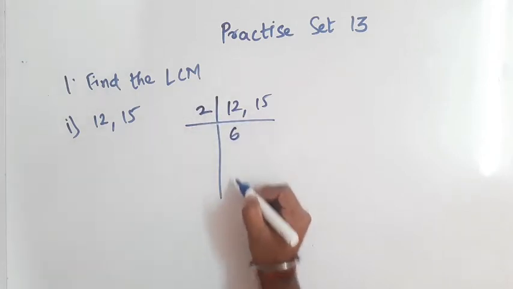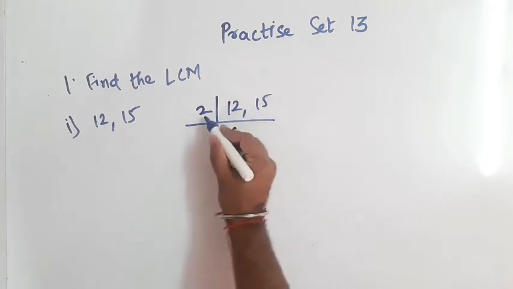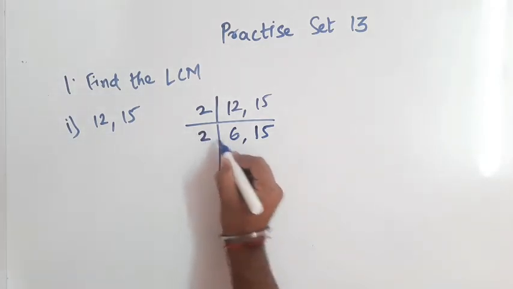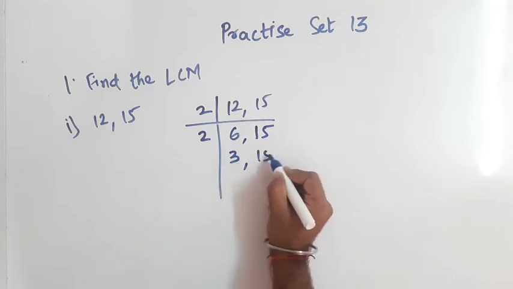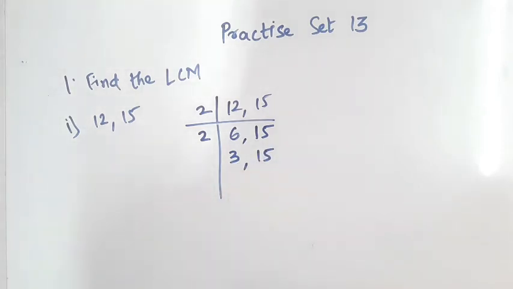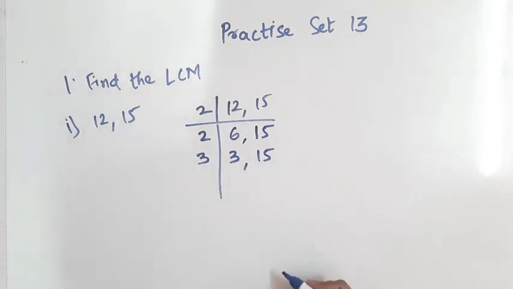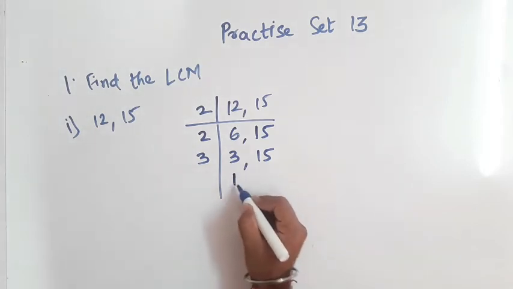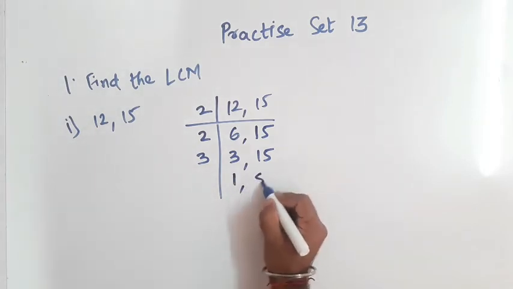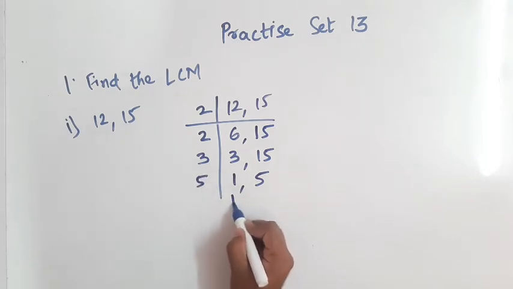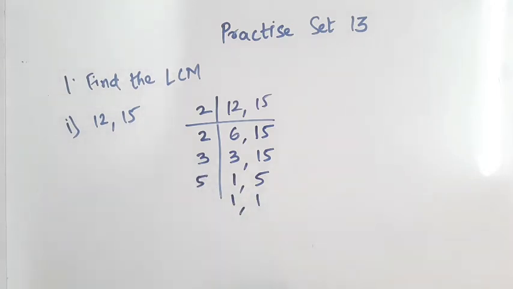2 sixes are 12. Since 15 is not divisible by 2, I will bring it down as it is. Then again 2 threes are 6, 15 is not divisible, so I'll keep it as it is. Then I'll take 3, because none of the numbers is divisible by 2 now. 3 ones are 3, 3 fives are 15. Lastly, I cannot take 3 here, so I'll take 5. 1 as it is, here also 1 as it is.